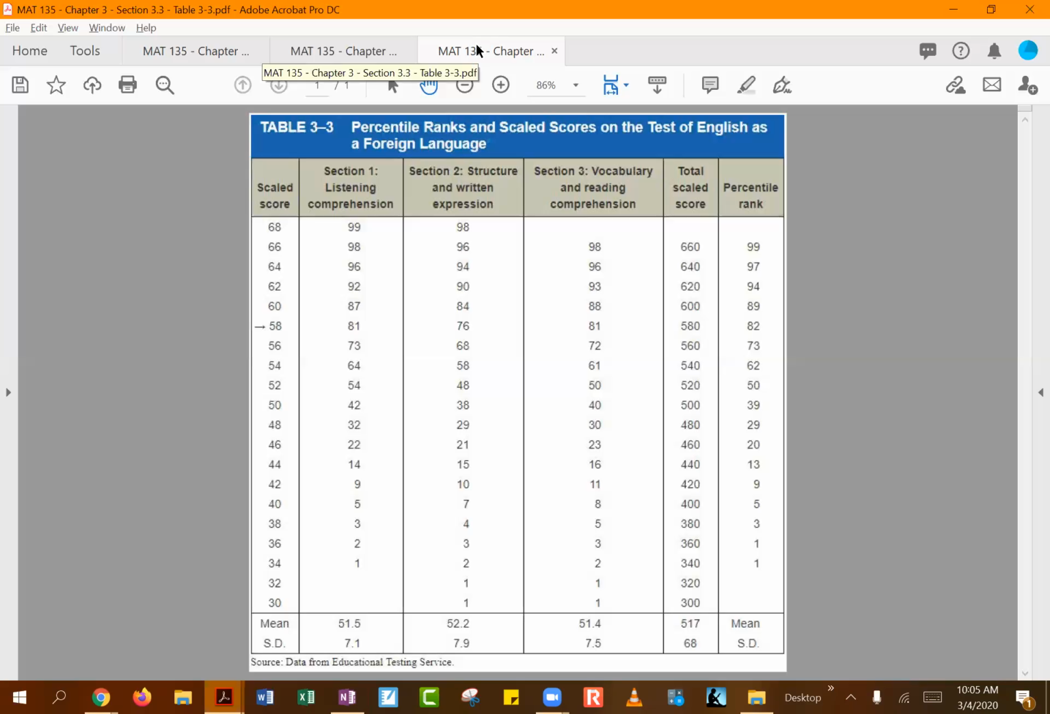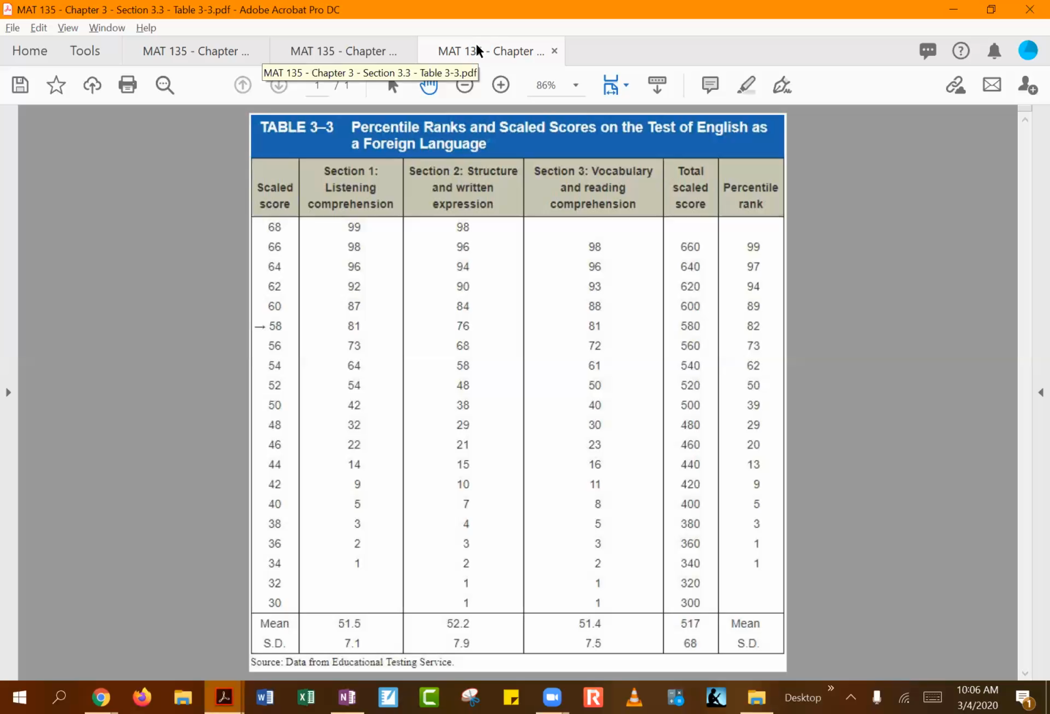So as you can see, you have your scaled scores on the left-hand side. We're looking at 58 since they have an arrow marked on it. And then with each section, you would have 81 on the listening comprehension, 76 on structure and written expression, 81 on vocabulary and reading comprehension. And of course, they're scaling it all together, which gives you that 58.